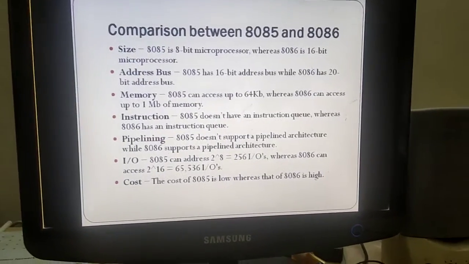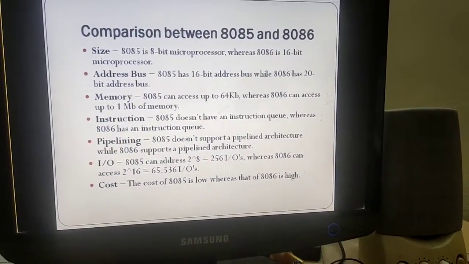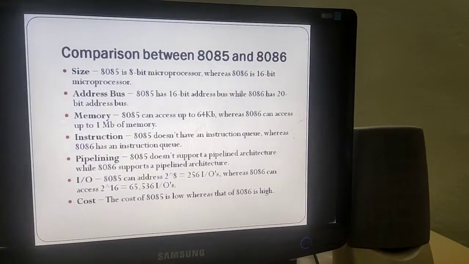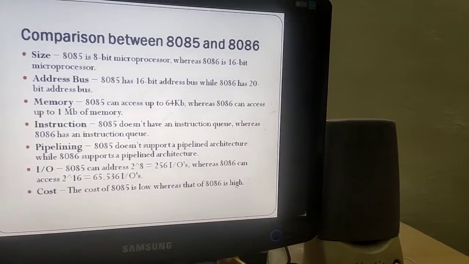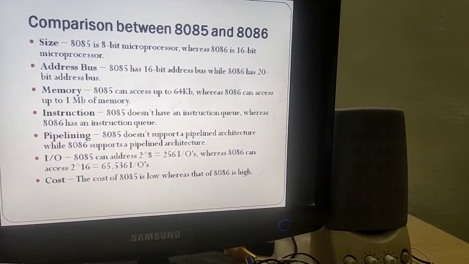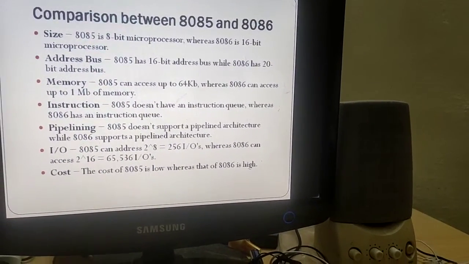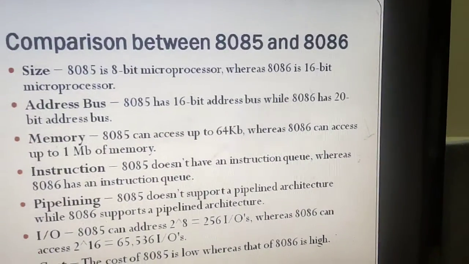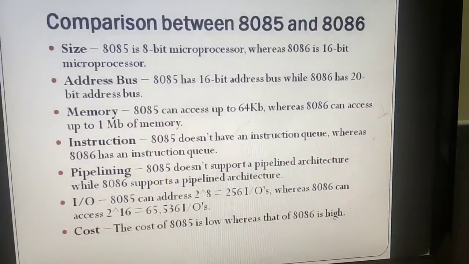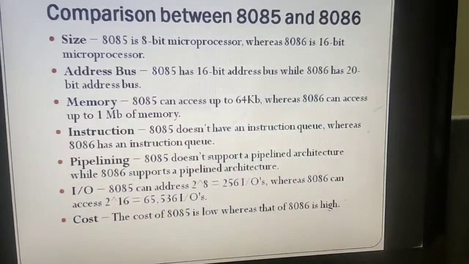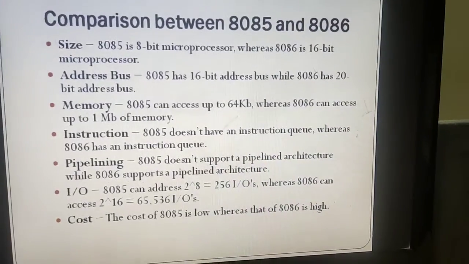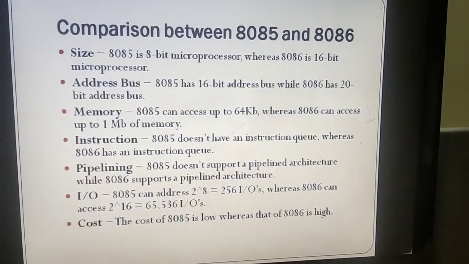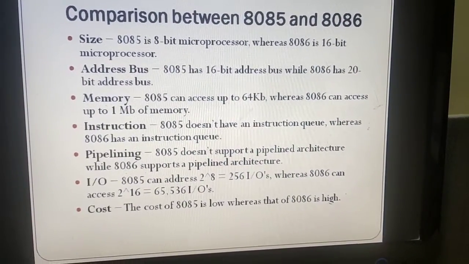Now coming to the comparisons between 8085 and 8086. Size itself, it's a bigger processor, better data handling capability. So 8085 is an 8-bit microprocessor. 8086 is a 16-bit microprocessor. 8085 has a 16-bit address bus, whereas 8086 has a 20-bit address bus. 8085 can access up to 64 kilobytes of memory, whereas 8086 can access up to 1 megabyte of memory.